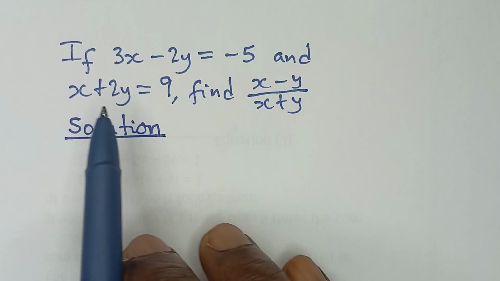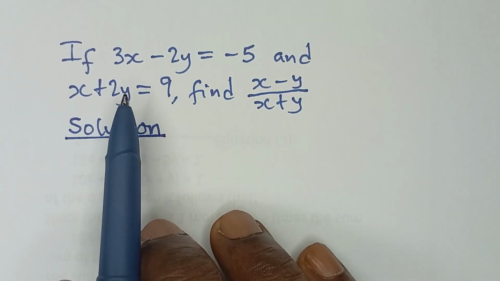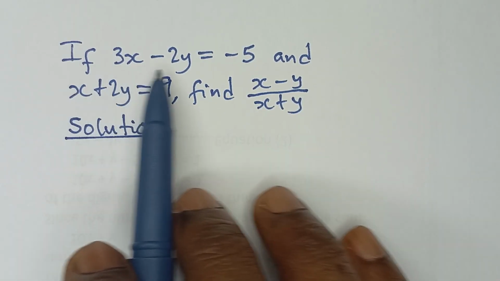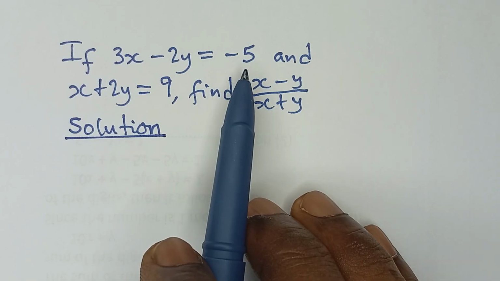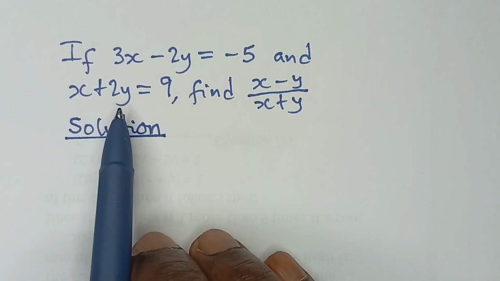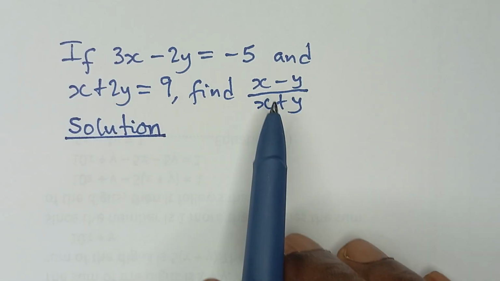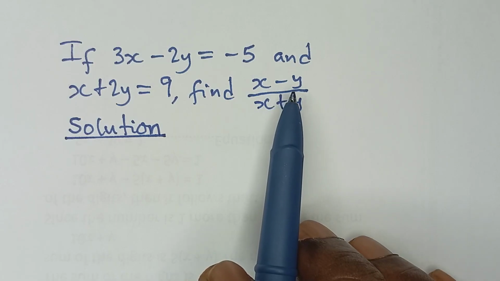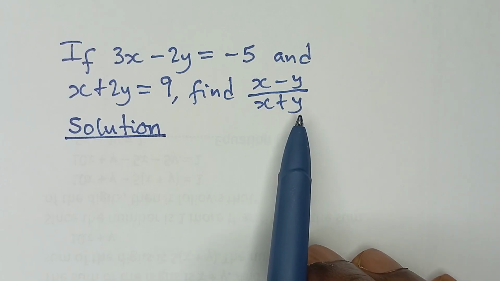Today, I have this system of equations to solve simultaneously. It says if 3x minus 2y is equal to -5 and x plus 2y is equal to 9, that we should find the value of x minus y all over x plus y.